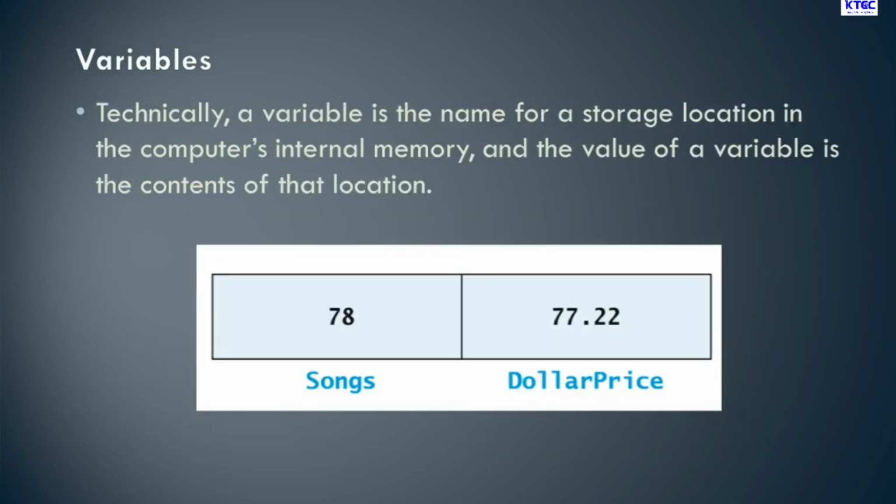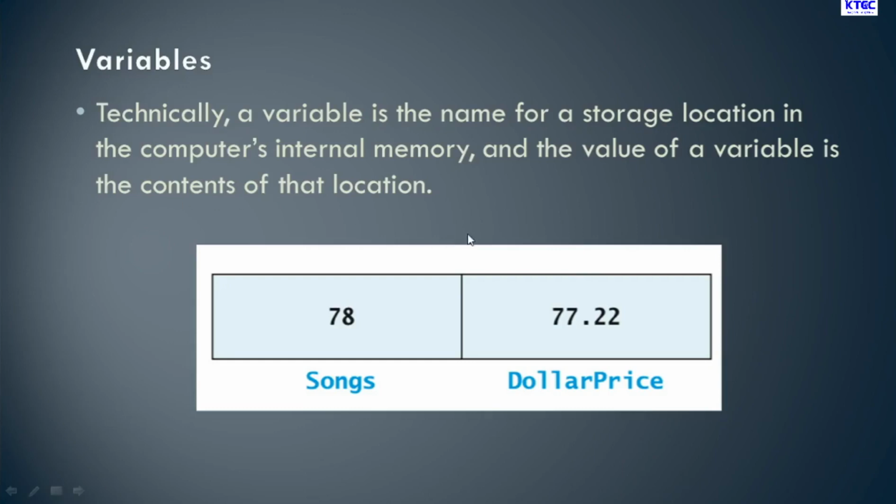Now, this is another typical example here. Technically, a variable is the name for a storage location. So the label on our salt is a name for a storage location, that is, a place for the salt inside the container. The label tells you that inside the container we have salt. Say, the computer's internal memory. So technically, a variable is the name for a storage location in the computer's internal memory, and the value of a variable is the content of that location.